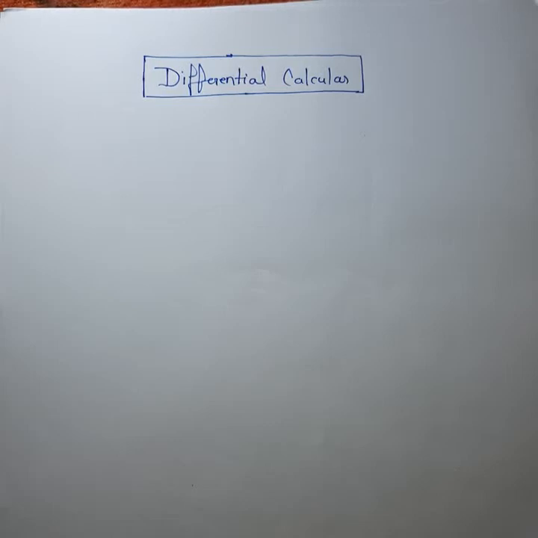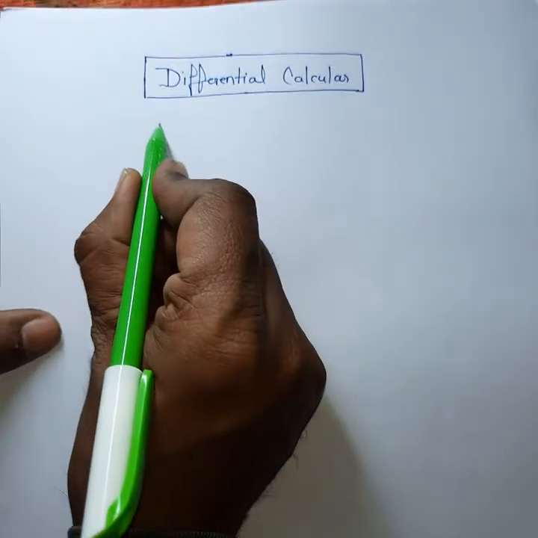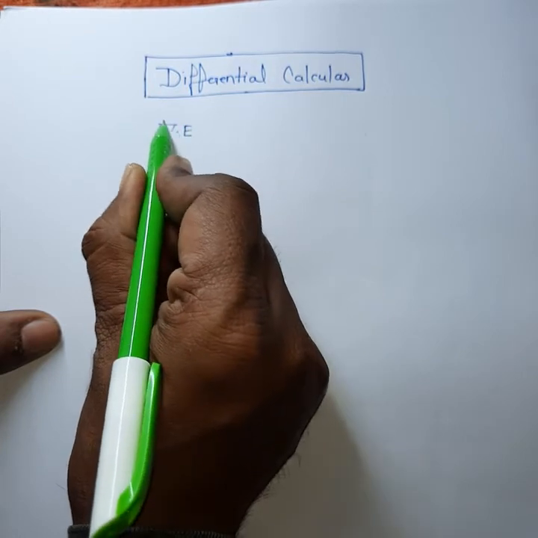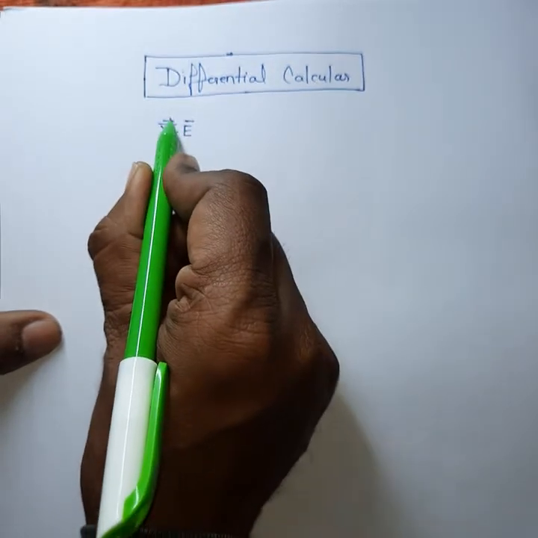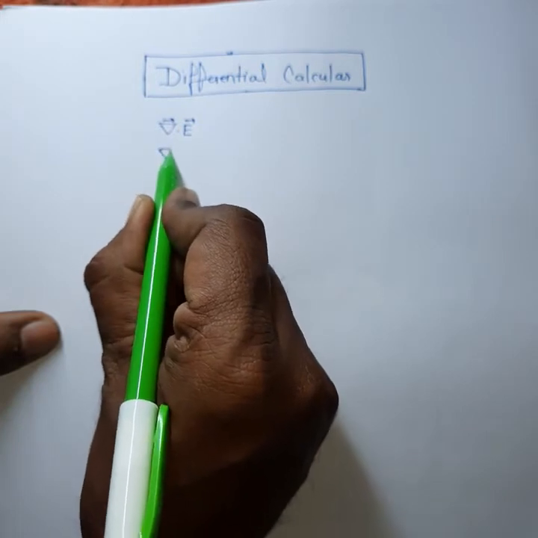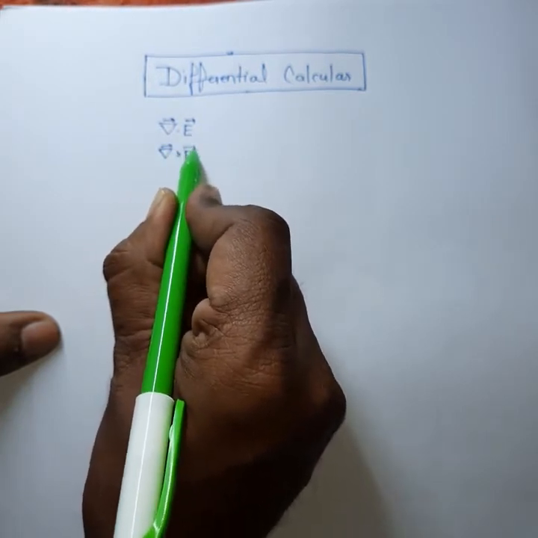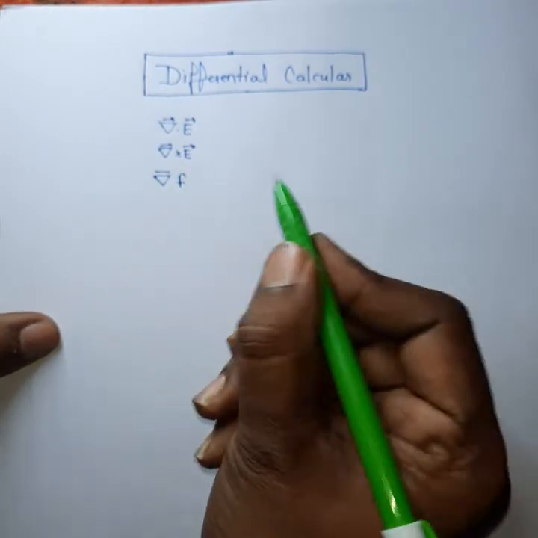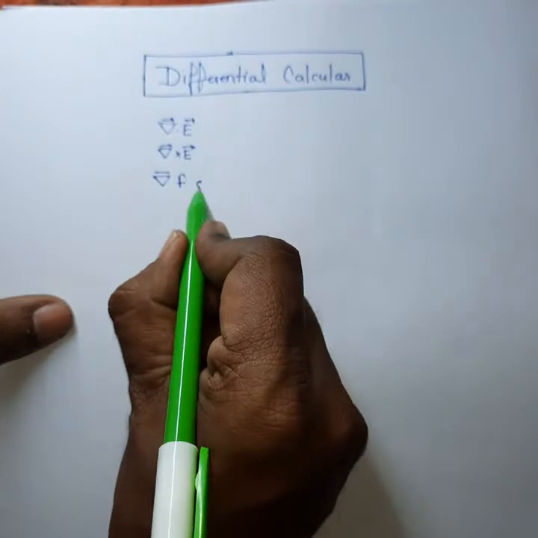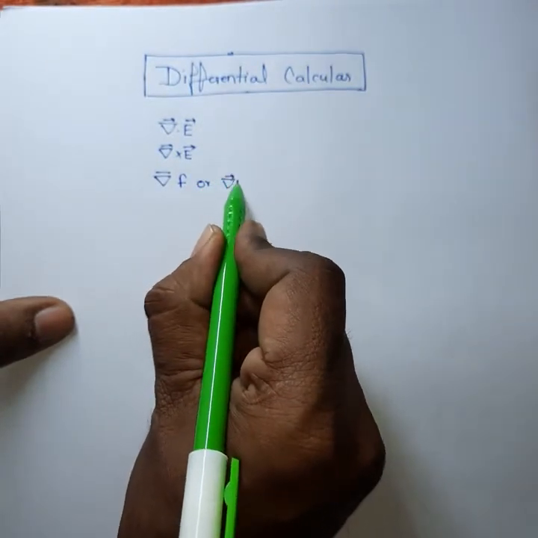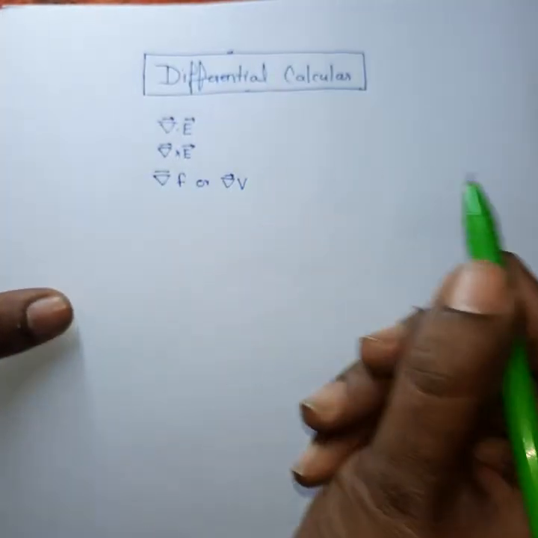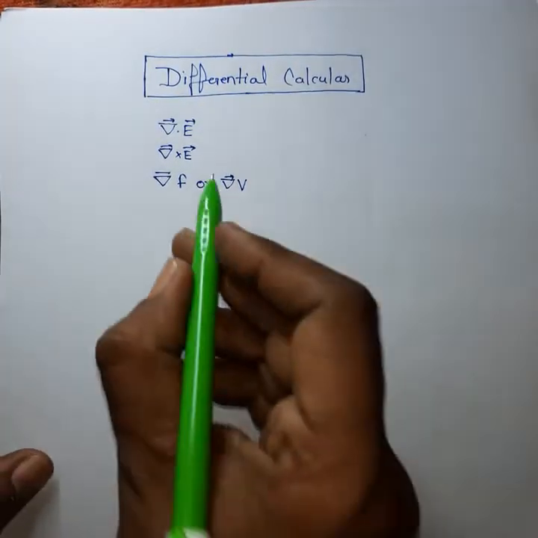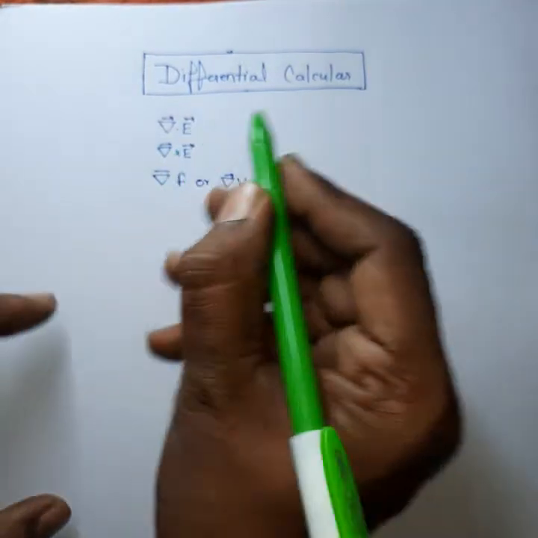Hello everyone. Today we'll do some quick revision of differential calculus. In electromagnetic theory, you have often seen terms like divergence of E, curl of E, and you have also seen gradient of F, or gradient of any scalar potential. Here E may be electric field or magnetic field.